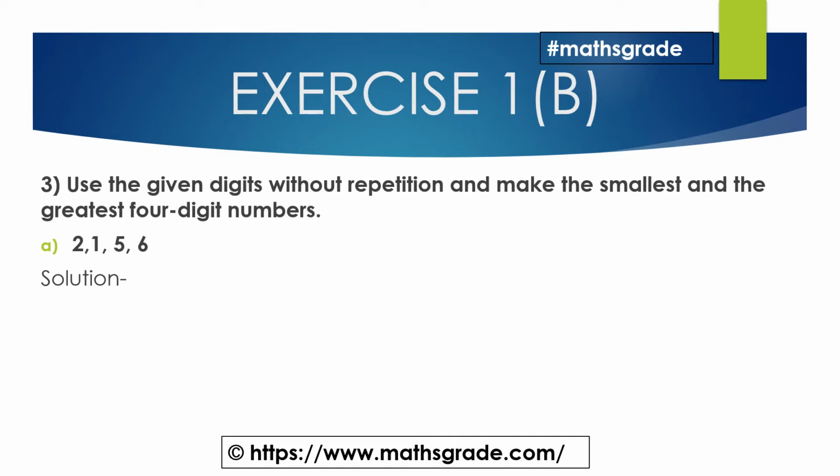Now we solve question number 3. Question number 3 is: use the given digits without repetition and make the smallest and the greatest 4-digit numbers. The digits given are 2, 1, 5 and 6. These are the 4 digits given and we have to make the smallest and the greatest 4-digit number without repetition.